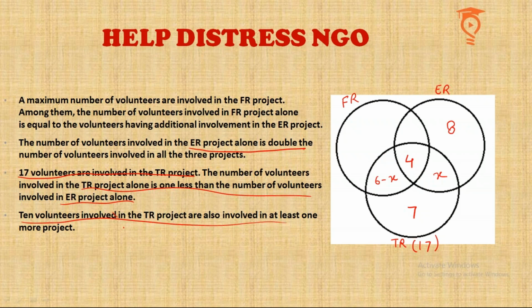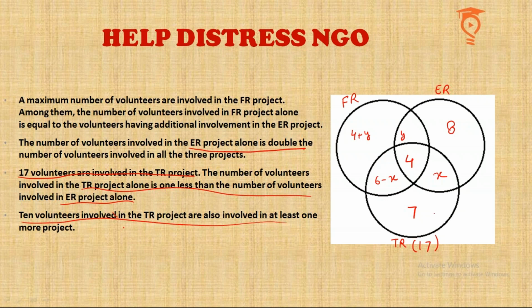Maximum number blah blah blah. Then among them the number of volunteers involved in FR alone is equal to the volunteers having additional involvement in ER project. Okay, if I take this small number as y, which means this is also 4 plus y. This is what they said, that FR alone is equal to the number of volunteers having additional involvement in ER project. So additional involvement in ER project along with FR, 4 were these and y I took for these, so this also becomes 4 plus y.